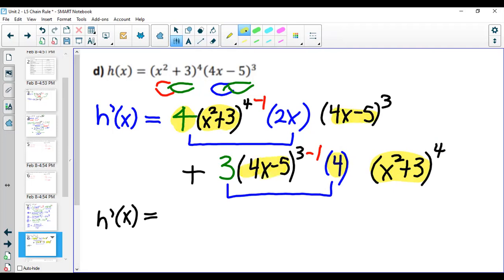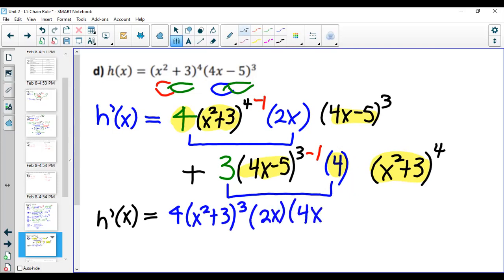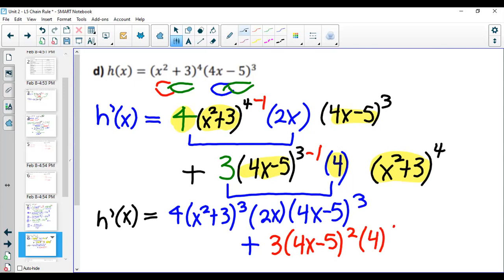So first of all, I'm going to rewrite the question without all these, making sure all the powers are calculated. So I have 4 times x squared plus 3 to the power of 3 times 2x times 4x minus 5 to the power of 3, plus 3 times 4x minus 5 to the power of 2 times 4 times x squared plus 3.